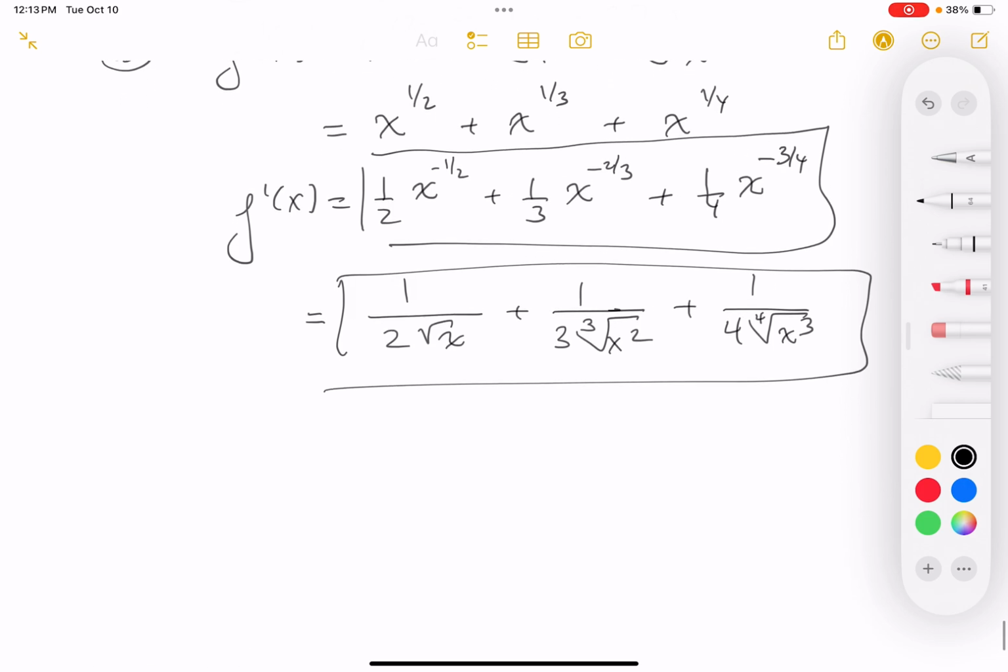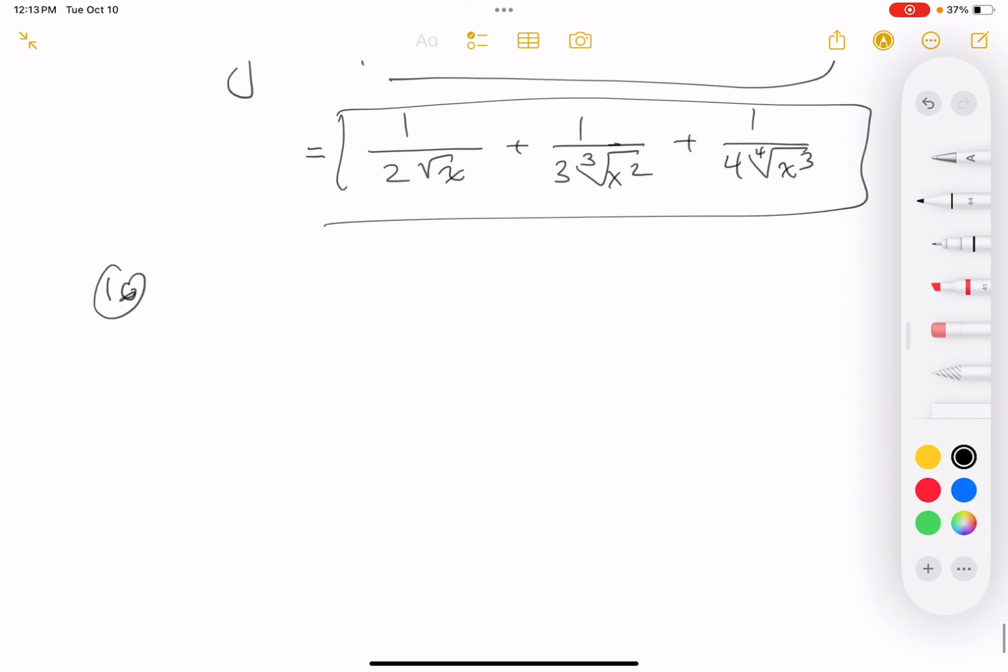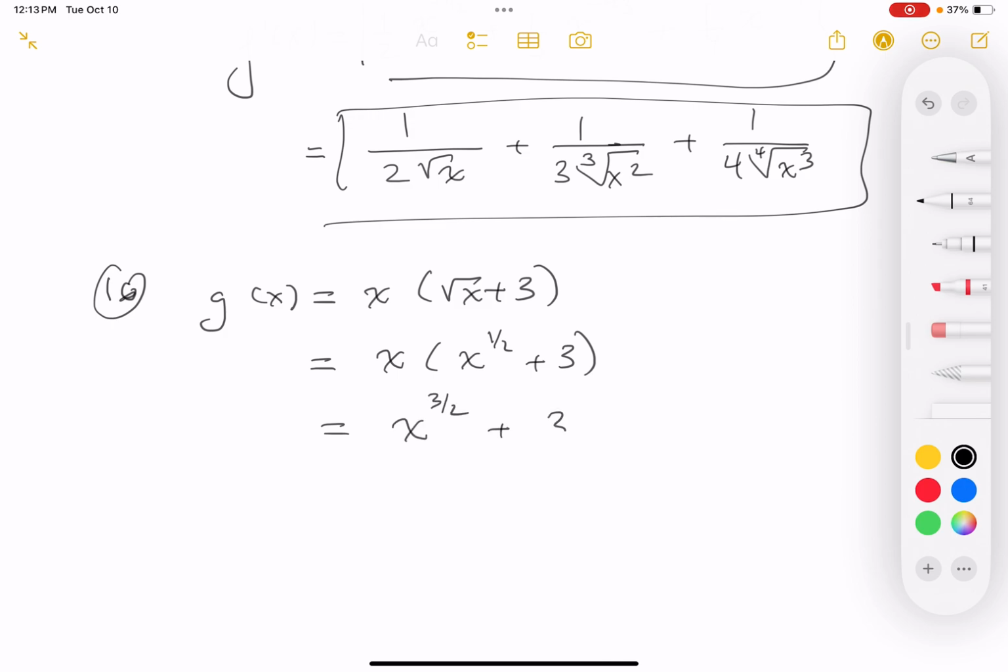And next question is going to be g of x. This is number 16 now. Make sure I'm saying that right. Did they just do? Yeah, I did 15. So g of x equals, let's see, x, and then I get the root of x plus 3. Again, I need to rewrite this thing so there's powers. And that's 1/2. This is 3. Distributive property multiplication. 1/2 plus 1 is 3/2 plus 3.